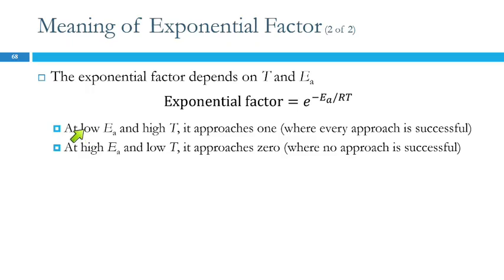When we have a low activation energy, when the hump is low, and we have a high temperature, remember, temperature is a measure of the average kinetic energy of the molecules, right? So at a higher temperature, the molecules on average are moving faster, right? When they're moving faster, they have more energy, they're more likely to go over the hump. So as you increase the temperature, this factor is going to approach 1, where every approach is successful. And that's going to make your rate constant larger and your rate faster.